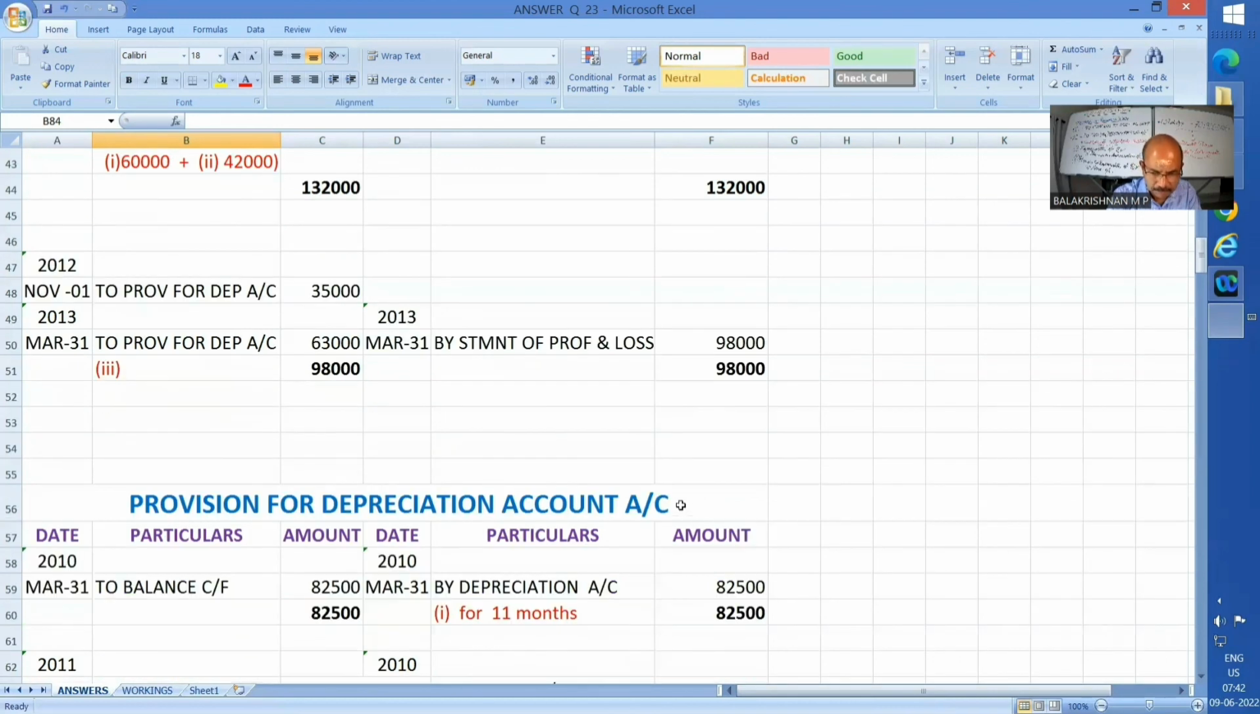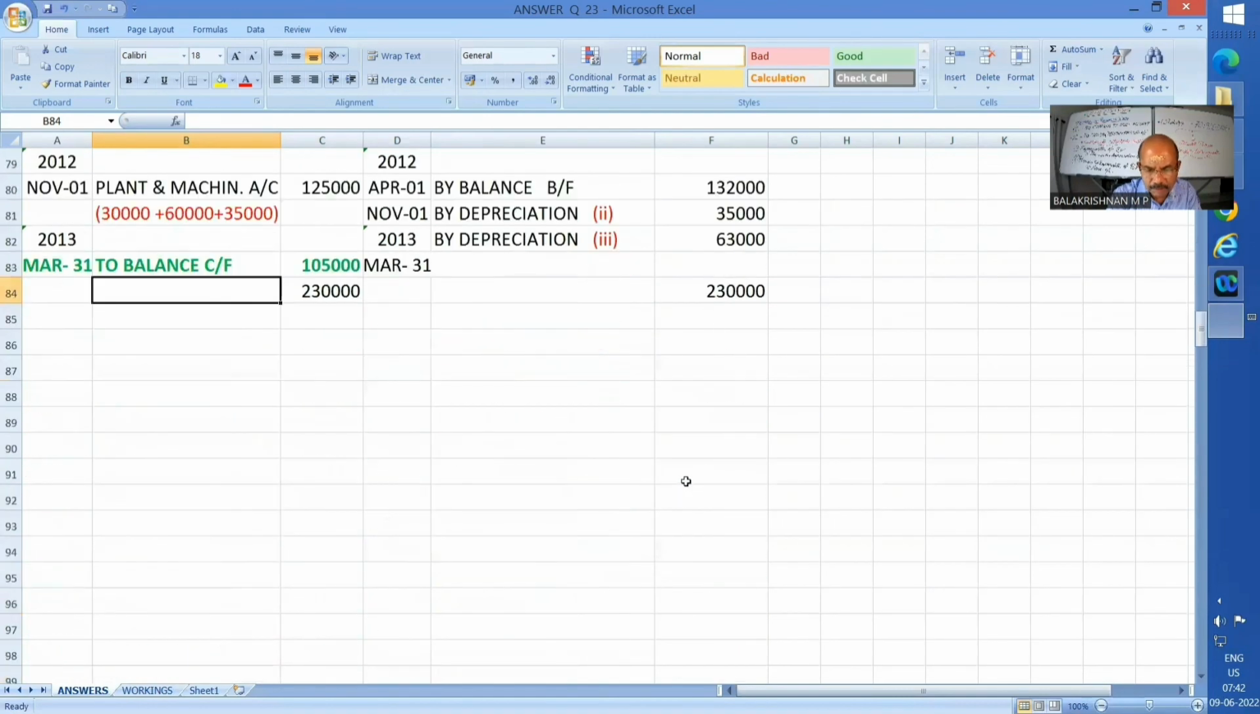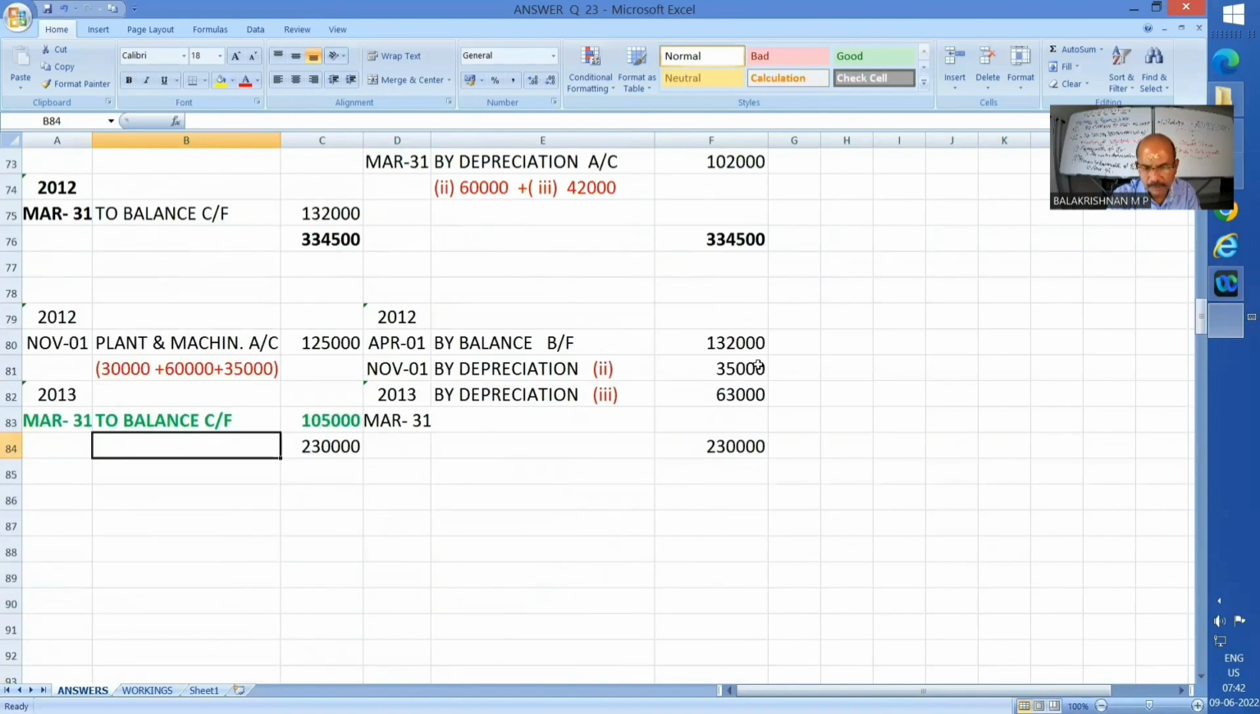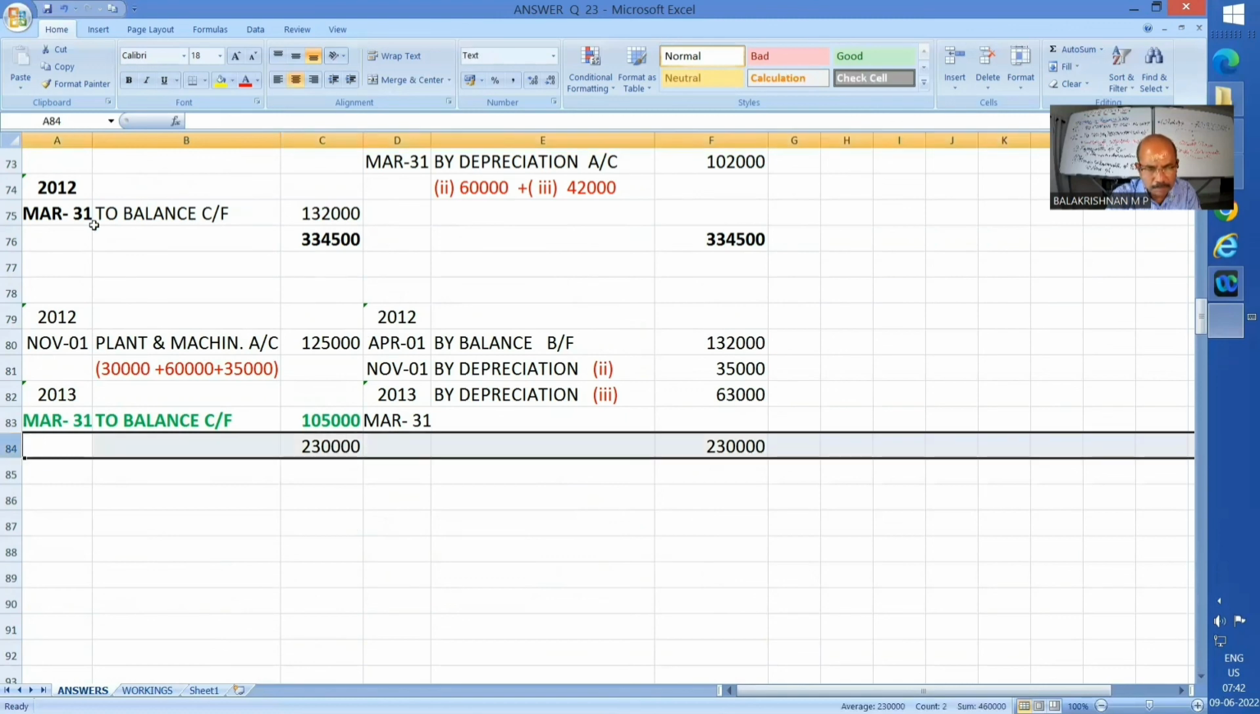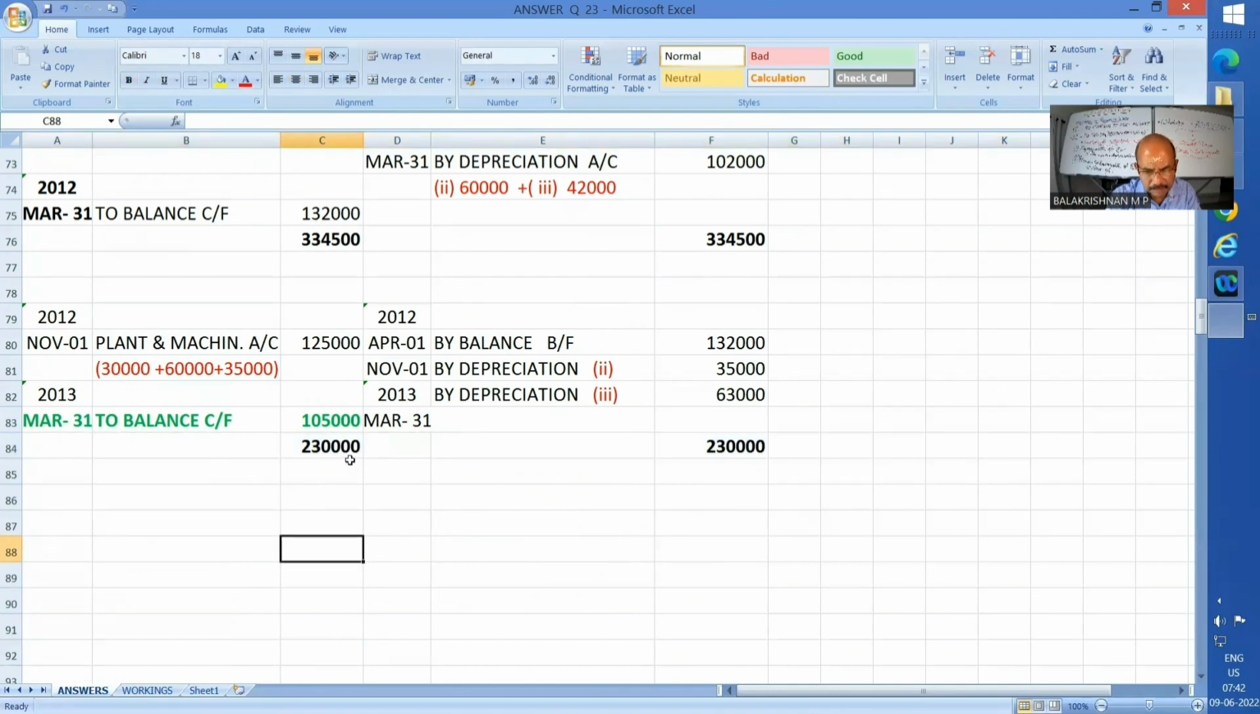Okay. Now provision for depreciation account. Okay. Total the heavier side. Put the total across, the difference, and indicate against balance carried forward 1,05,000.